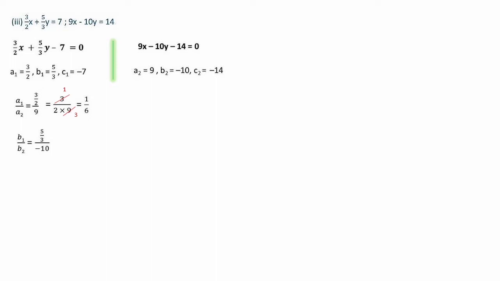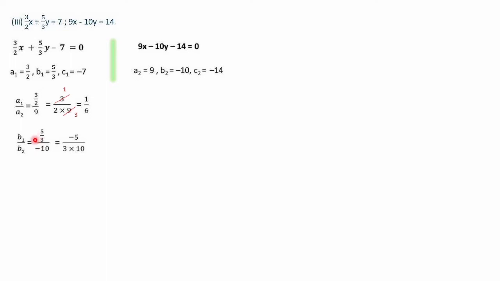Next b1 by b2. b1 is 5 by 3. b2 is minus 10. So 5 by 3 by minus 10. Here also the numerator is a fraction. So take that denominator 3 and multiply with 10. So that is equal to minus.